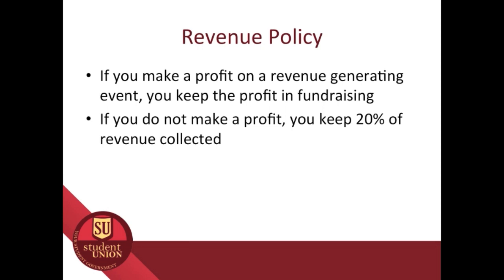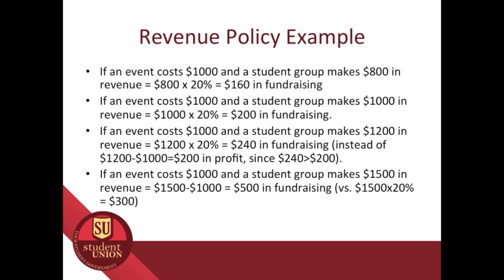If you make a profit from a revenue-generating event, your group keeps the profit, and that money gets transferred into your group fundraising account. If you do not make a profit, your group will be able to keep 20% of the revenue that is collected. So if SU allocates $1,000 for an event and your group makes $1,000, there was no profit made. But since you generated $1,000 in revenue, $200 will get transferred into your fundraising account at the end of the semester.